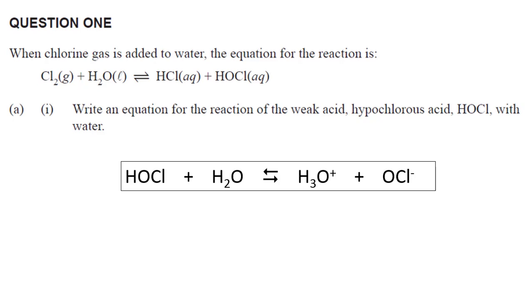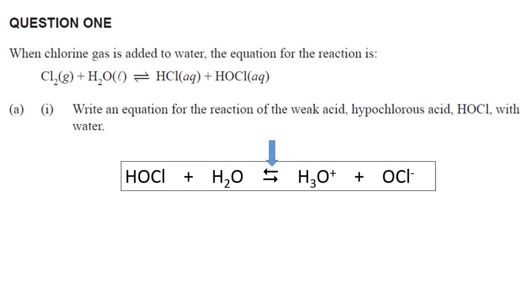When hypochlorous acid reacts with water, it partially dissociates, which means only some of the molecules turn into hydronium ions and OCl- ions. So what we need to make sure when we write this equation is that we use an equilibrium arrow to show that partial dissociation and also to show that it's an equilibrium relationship where both reactions are actually occurring, the forward and the reverse.